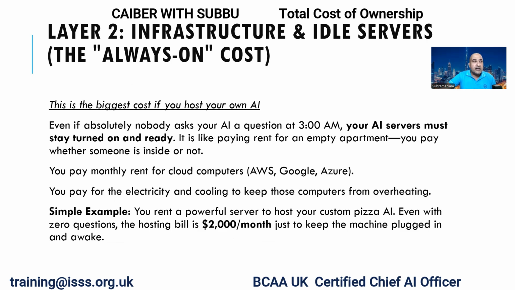Infrastructure, idle server. If you're going to host your AI application on a cloud, it's going to run 24 by 7, so the people can access it. Even if there is only one prompt at night, you still need to run the instance 24 by 7. You need to pay for it. So you rent a powerful server to host your custom pizza AI. Even with zero questions, the hosting bill is $2,000 per month just to keep the machine plugged in and awake. But these are the things that you have to anticipate.